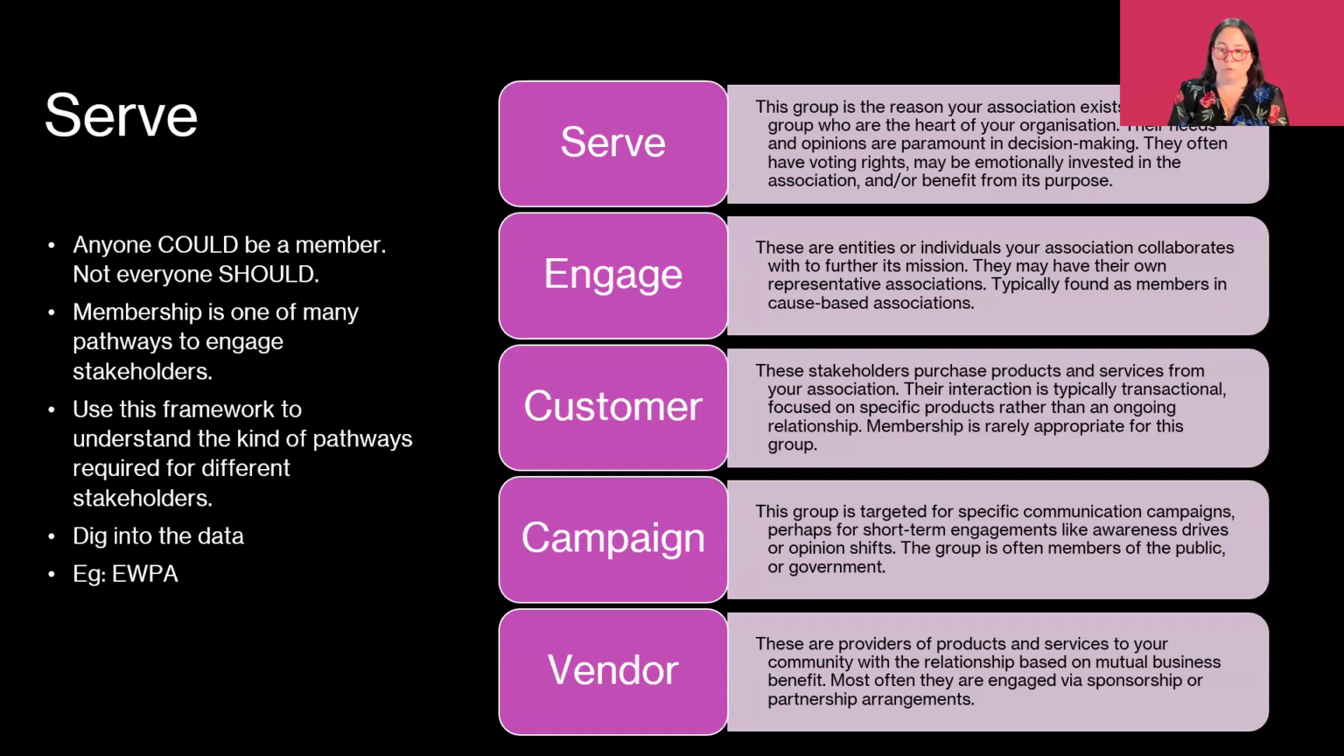So it's really helpful to look at your ecosystem, understand who all of your stakeholders are, and determine what relationship you need to have with them. I've given this framework here, which is really helpful for understanding where people are going to sit, and I'll work through it so you can see. The serve category is those people whose opinion is paramount, those people that we are created to further the interests of. So if I'm a professional association for architects, of course, I serve people who are currently working in the architecture profession.